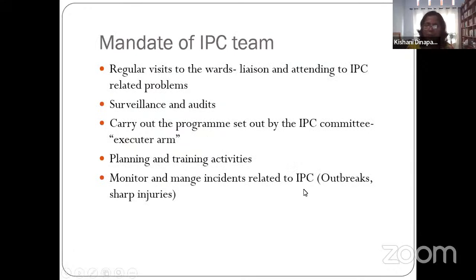So I talked about the IPC team. They would be doing regular visits, as I said earlier, and liaise with the liaison nurse and the staff in the hospital. And they do surveillance and audits. The most common audit that you would be audited on would be hand hygiene.